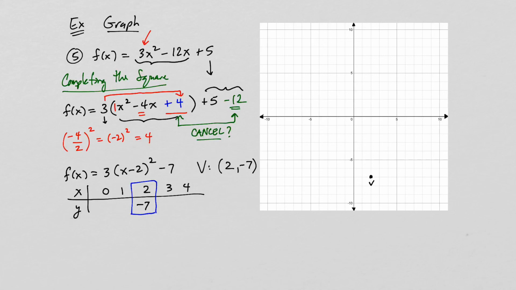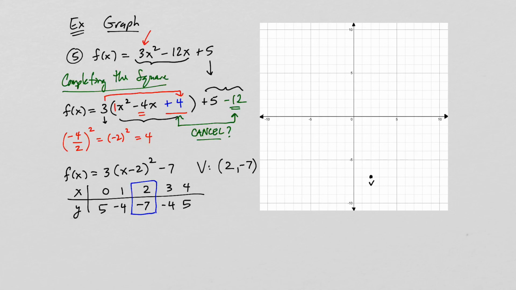So, for example, when you plug in x equals 4 into here, 4 take away 2 is 2. 2 squared is 4. 4 times 3 is 12. And 12 minus 7 is 5. So, the y value when x equals 4 is 5. And the y value when x equals 0 will also be 5 because of symmetry. And you do the same thing for x equals 1 and x equals 3. When x equals 1, you get negative 4, and when x equals 3, you get negative 4.